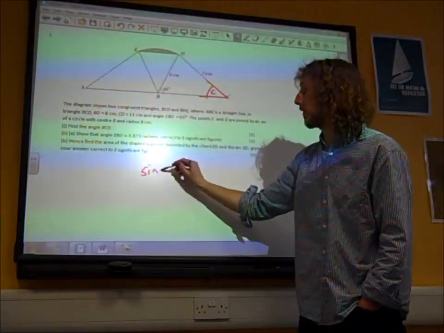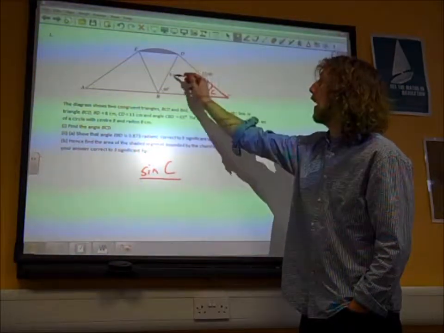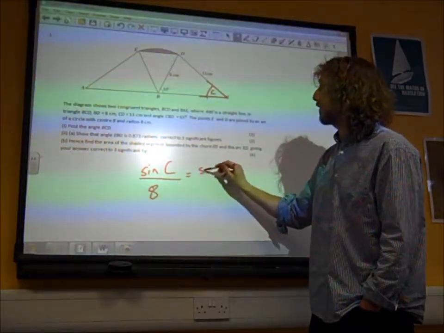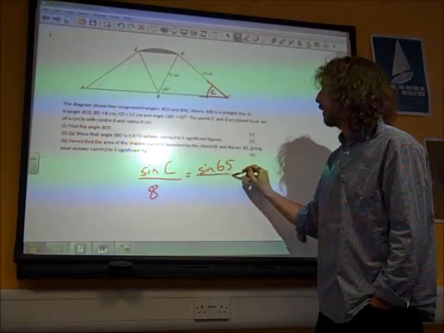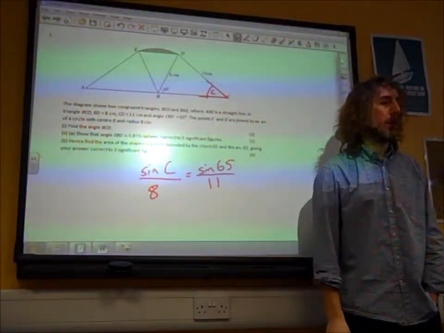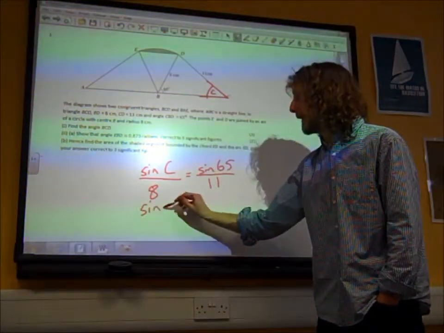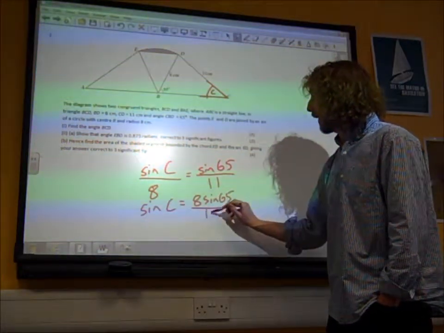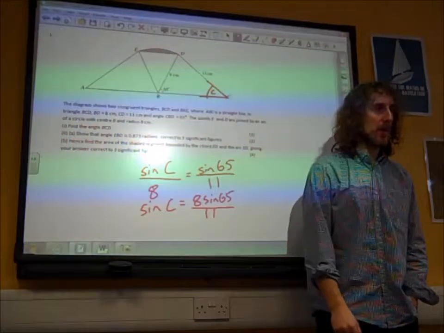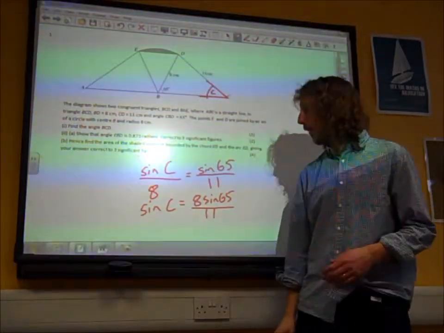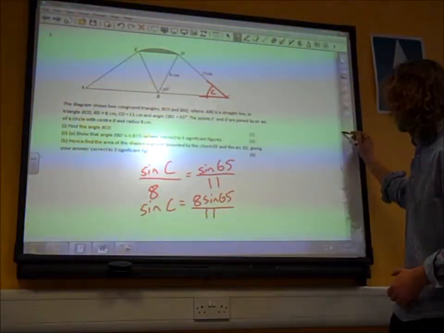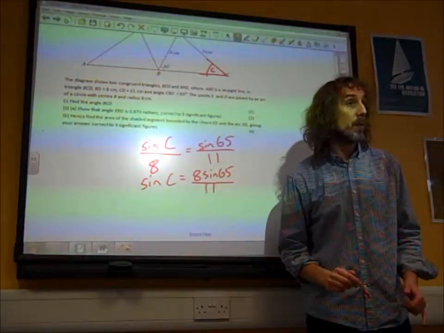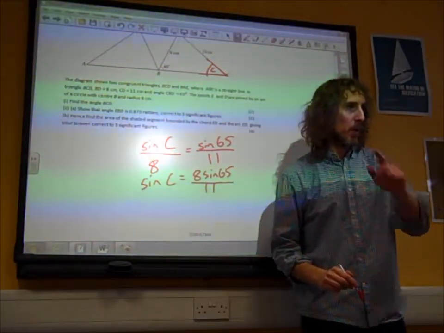So the sine rule says sine C over 8 is sine 65 over 11. So if we rearrange this, we get sine C is 8 sine 65 over 11. So we want to put that into our calculator and inverse sine, making sure the calculator is in which mode? Degrees, because we're working in degrees.